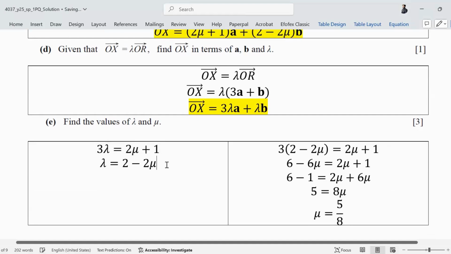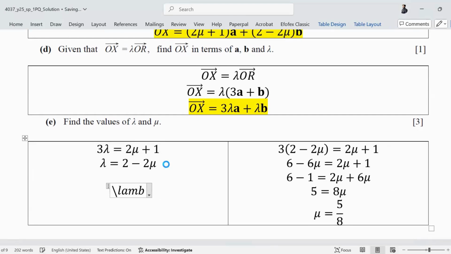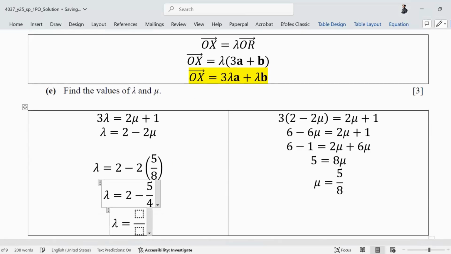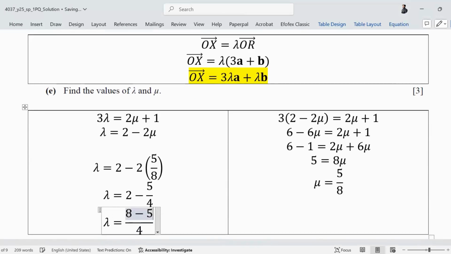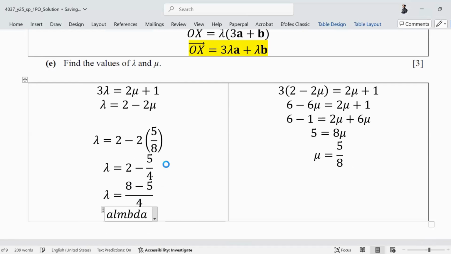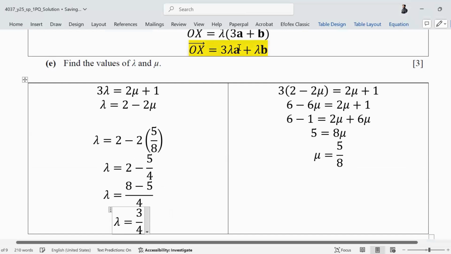So once I get my mu, I can find my lambda very easily. 2 minus 2 times 5 upon 8. So lambda is 2 minus 5 upon 4. I'll take the LCM. 2 fours are 8 minus 5. So lambda is 3 upon 4. That is how we can get the values of lambda and mu.